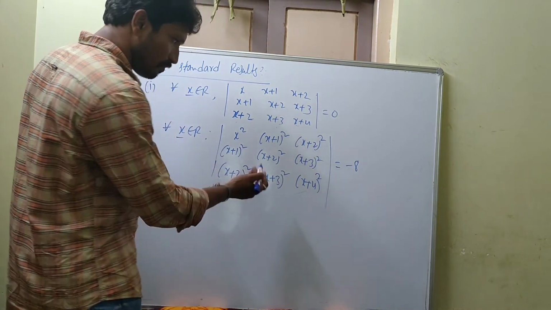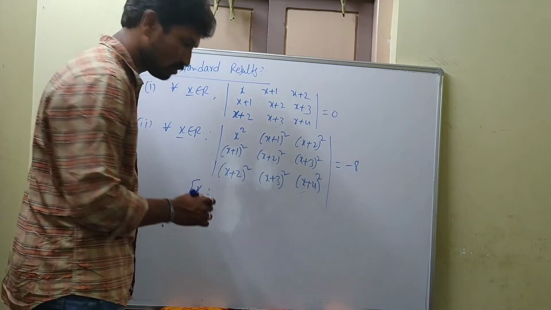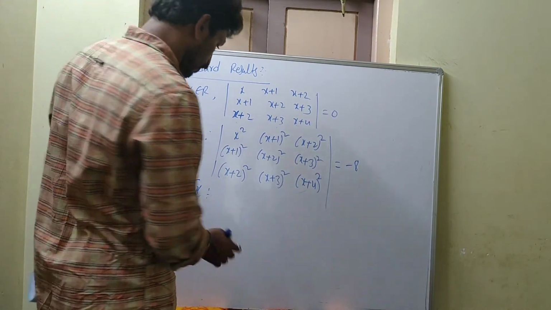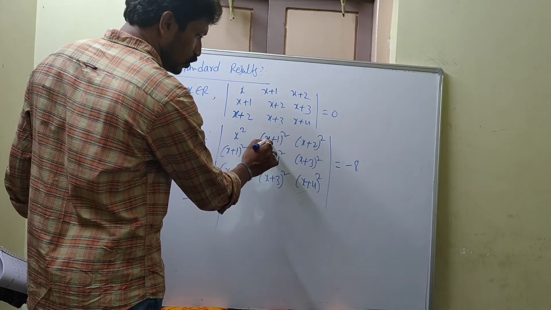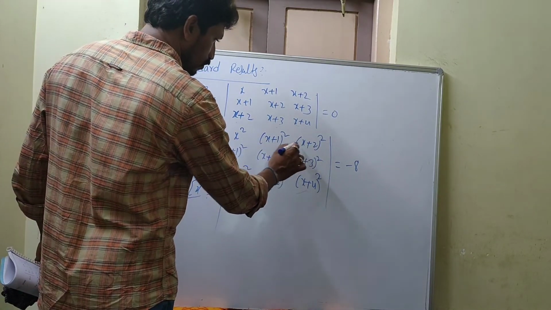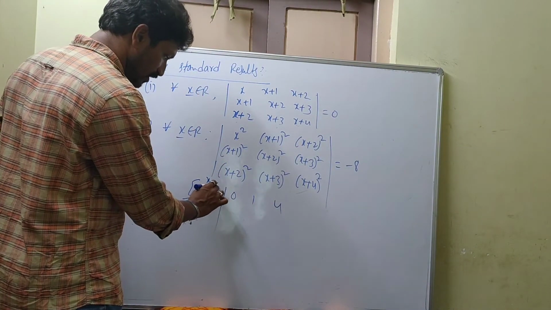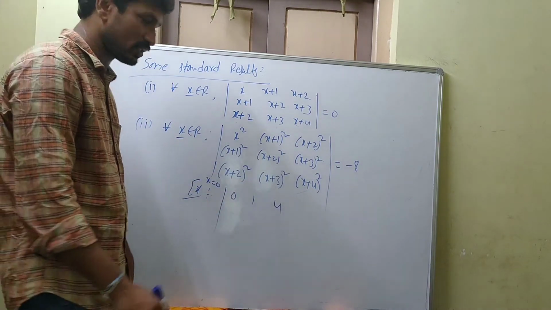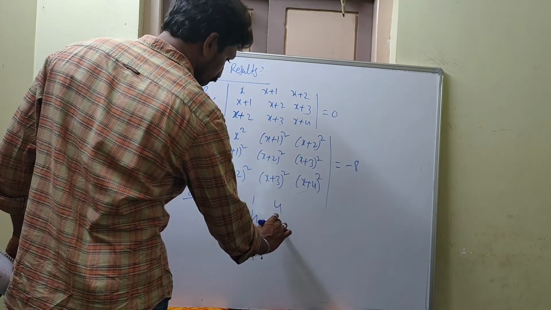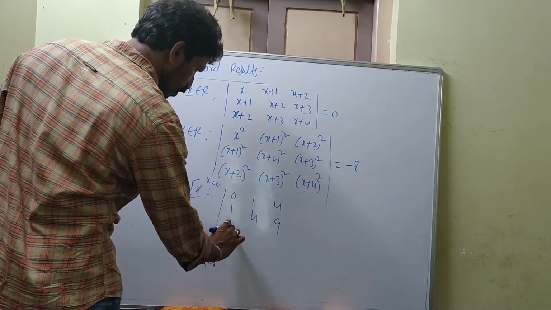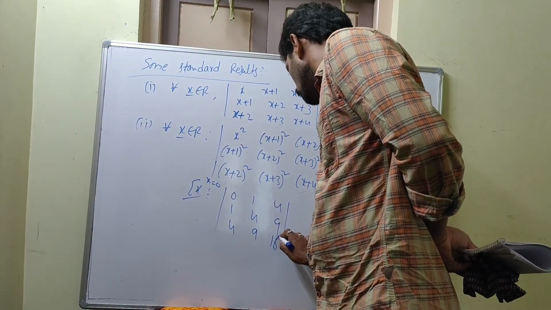Clear? If you want to verify this problem, take some x, say x is equal to 1. 0 also we can take, no problem. If you take x is equal to 0, what do you have? 0; 0 plus 1, 1 square means 1; 2 square means 4. Like that I am taking the numbers. So this is 1, this is 4, this is 9. Next, 4, 9, 16.